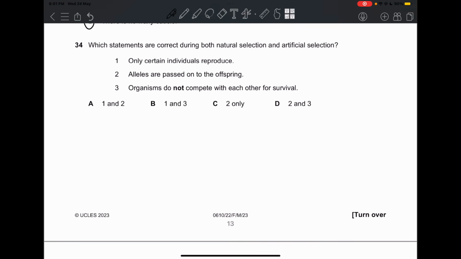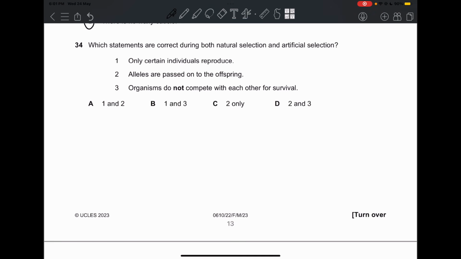34. Which statements are correct during both natural selection and artificial selection? 1 says only certain individuals reproduce. This is correct. 2 says alleles are passed on to the offspring. Yes, this is correct. And 3 says organisms do not compete with each other for survival. This is incorrect because natural selection and artificial selection are based on competition between the animals, and also it is based on the changes in the environment.